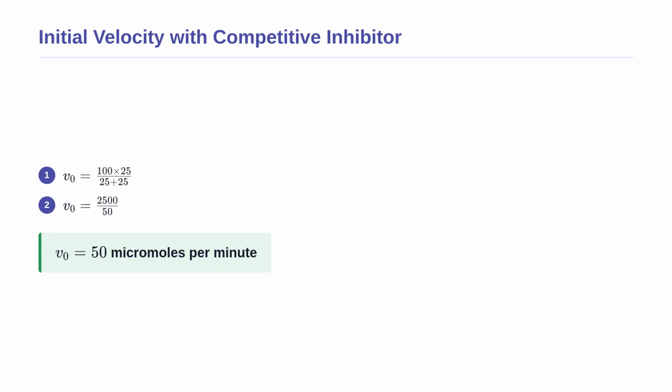In the numerator, we multiply 100 by 25 to get 2,500. In the denominator, we add 25 and 25 to get 50. Dividing 2,500 by 50 gives us a final initial velocity of 50 micromoles per minute. Because the substrate concentration exactly matches the new apparent Michaelis constant, the reaction proceeds at exactly half of its maximum velocity, proving the fundamental relationship holds true.